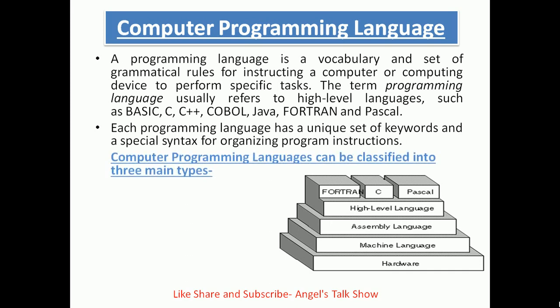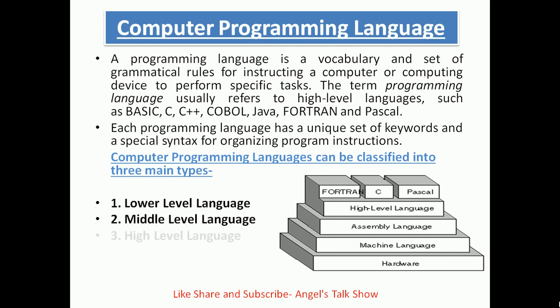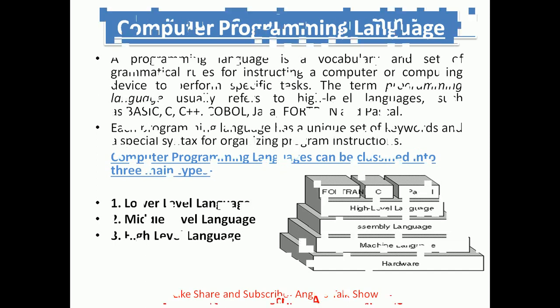Computer programming languages can be classified into three main types. The first one is lower level language, another one is middle level language, and the last one is higher level language. This is the whole description of computer programming language.